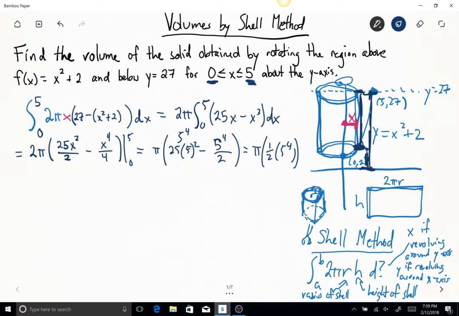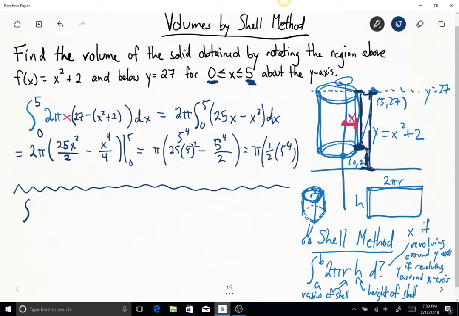Now, what I want to mention here is we have other methods for this solution. And let's illustrate that. So remember the disk method. If we were to use the disk method, if we're revolving around the y-axis, we need to go in terms of y. So in that case, where do our y values range from? Well, if you notice in our graph, we have y going from 2 to 27. So we'll put our integral from 2 to 27.